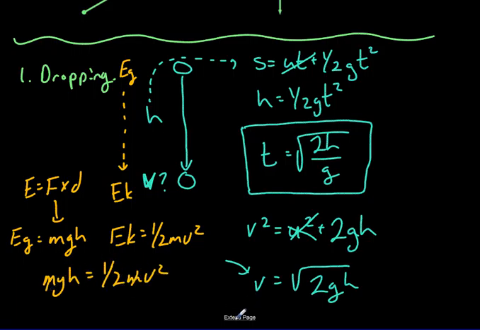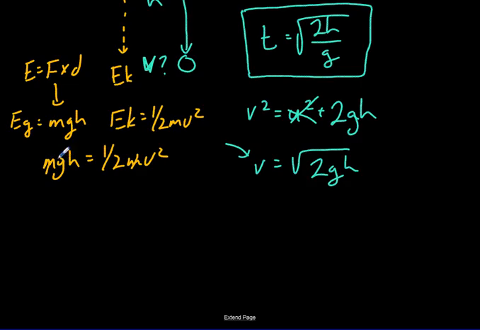And mass, of course, does not matter. Again, counter to what Aristotle said, right? He thought that the bigger the mass, the faster it fell. So multiply the other side by 2. Okay, so 2gh should be equal to v squared, and then root it out.